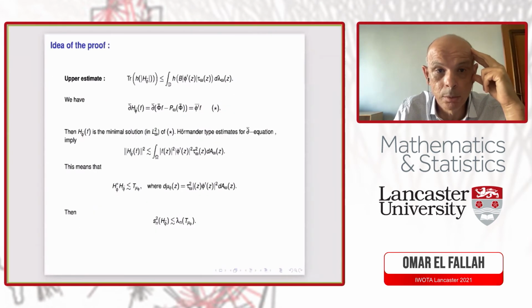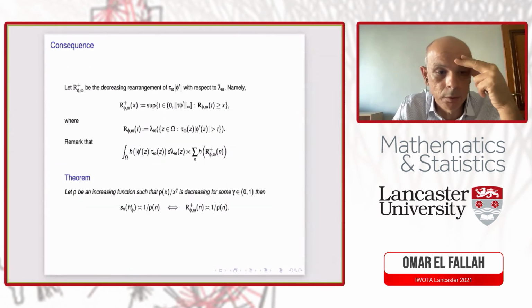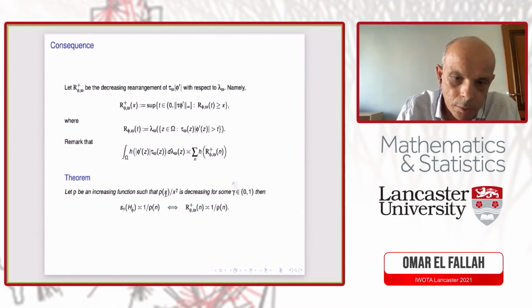Sorry, I will go just two slides before. So we can replace this quantity by a sum, which involves the inverse of the decreasing rearrangement of this function. So we obtain the following result, which means that if rho is an increasing function such that rho x divided by x gamma is decreasing for some gamma between 0 and 1, then Sn h phi bar is equivalent to 1 over rho n if and only if this quantity. The case rho x equal x, for example, for gamma equal 1, we will treat after. But it is the critical case.